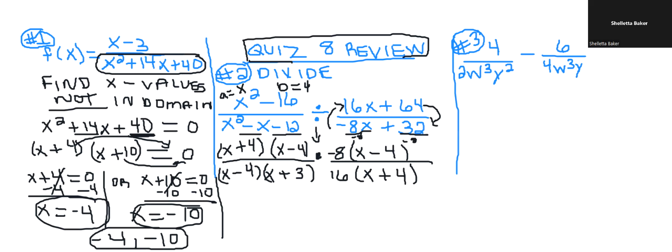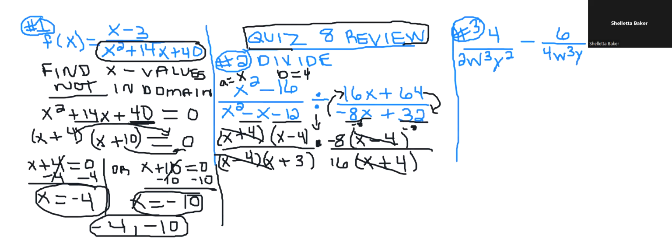Now we want to cancel out any common factors that are diagonal to each other or on top of each other, right? So we can cancel out a pair of x minus 4s, x minus 4, x minus 4. We can also cancel out a pair of x plus 4s, x plus 4 and x plus 4. So what we're left with are two top terms, -8 times x minus 4 in the numerator, and 16 times x plus 3 in the denominator.